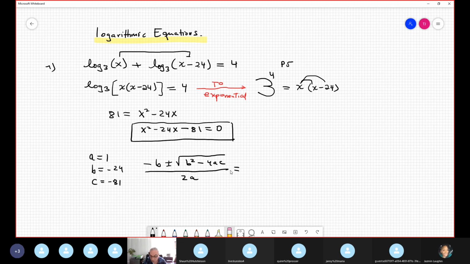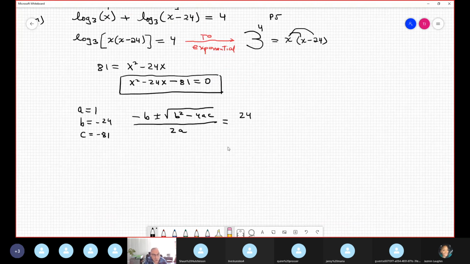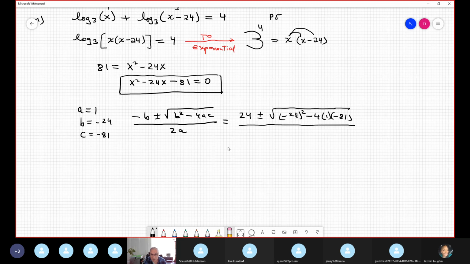B is negative 24, double negative become positive. Okay, let me make a zoom. Okay, plus and minus, square root, negative 24 squared, minus 4 multiplication by 1, que es A, multiplication by C, que es negative 81. Be careful with the signs. Divided by 2 times 1.